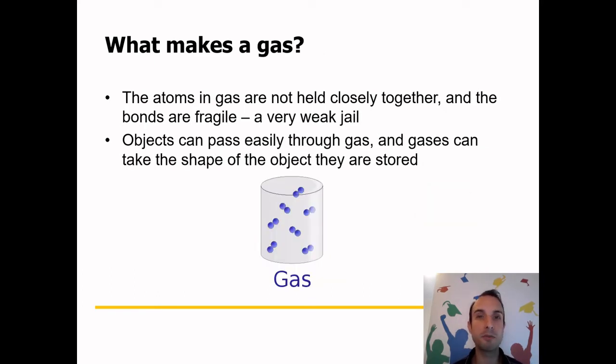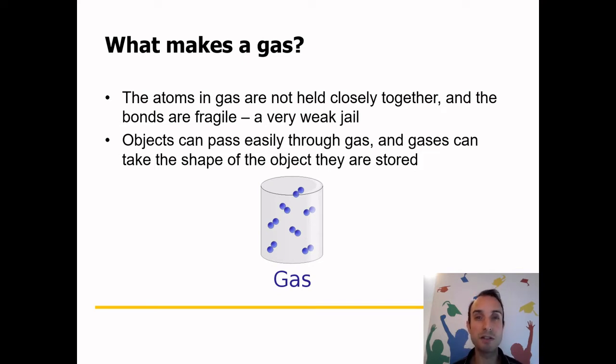And like I said before, this is probably the weakest jail of all. It's probably not even a jail. It's probably just like a fence around someone that's trying to keep them in place. So the gases have very weak bonds, and there's lots and lots of space between the atoms or the particles that make up that substance. They're not very dense whatsoever.